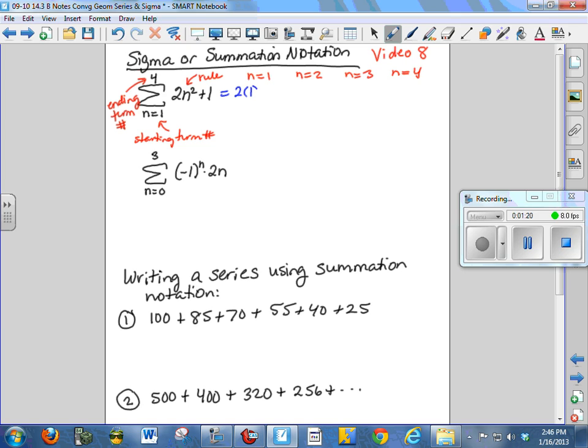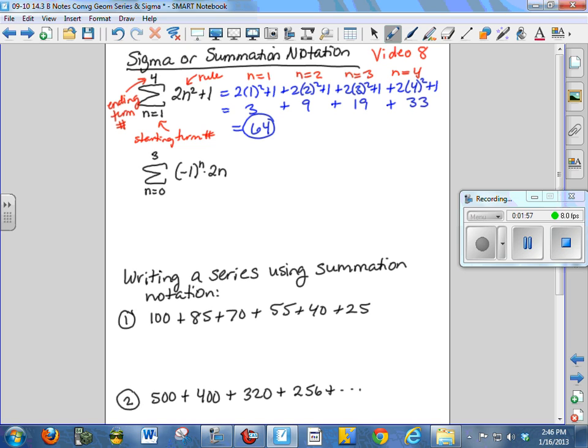2 times 1 squared plus 1 plus 2 times 2 squared plus 1 plus 2 times 3 squared plus 1 plus 2 times 4 squared plus 1, which turns out to be 3 plus 9 plus 19 plus 33, or 64. So the actual answer when I say evaluate would be 64.